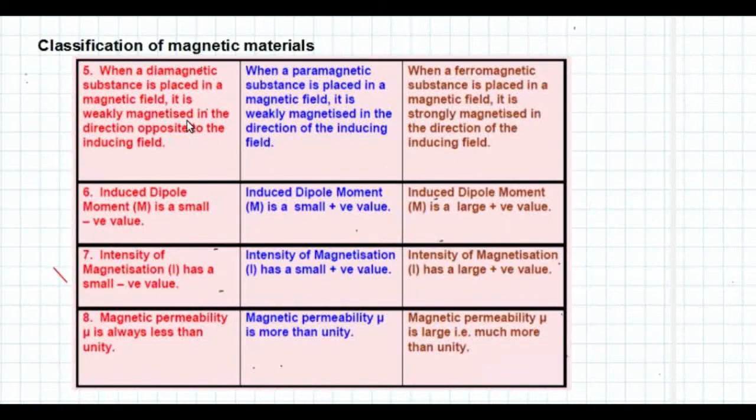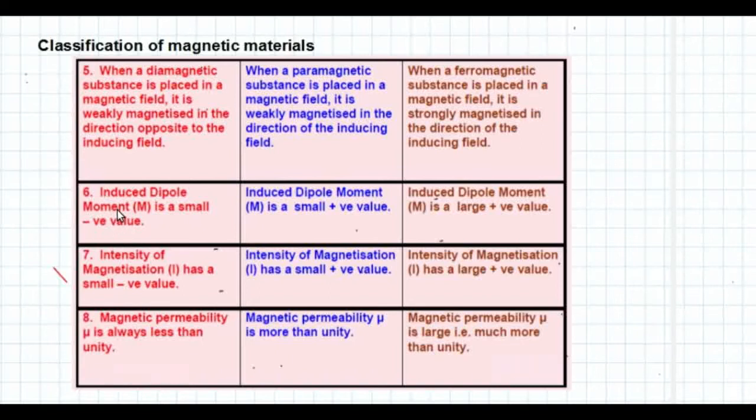The next point is what happens when they are placed in a magnetic field. A diamagnetic material is weakly magnetized in the direction opposite to the external field. A paramagnetic material is weakly magnetized in the direction of the external field. And a ferromagnetic material is strongly magnetized in the direction of the external induced field.